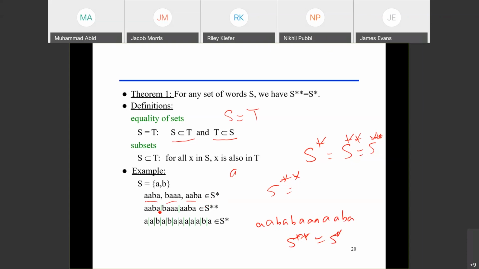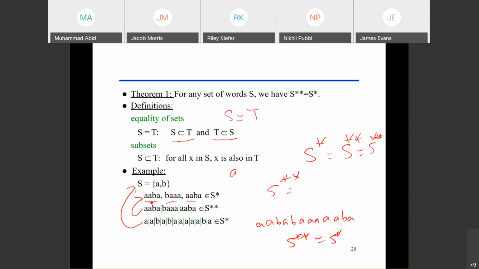And now you see this is part of S double star. If we break this into these factors, look at this one. We break this into this factor, and then we break this into this one. So we prove that this is from S and this is from S star. So look at this one. We break into those factors.